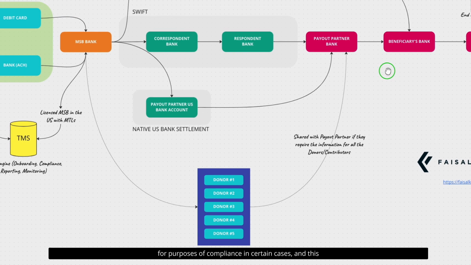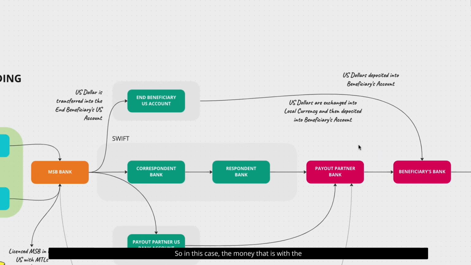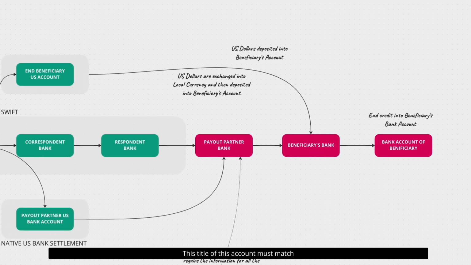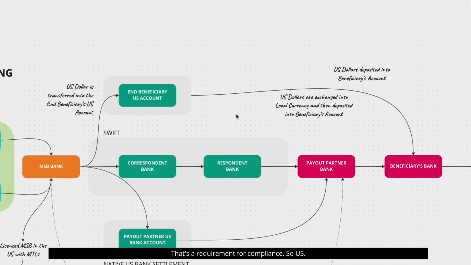In certain cases, the beneficiary says, I already have a bank account in the US, can you just push the money over there? In this case, the money that is with the MSP bank, which is holding it on behalf of the crowdfunding portal, will be transferred to the end beneficiary's US bank account. The title of this account must match the name of the end beneficiary. That's a requirement for compliance. So US dollars are basically transferred into the end beneficiary's US dollar account.